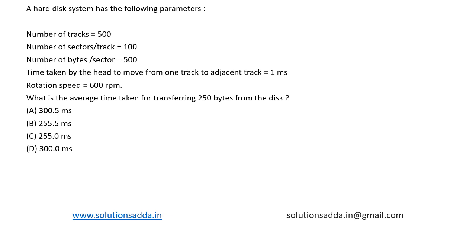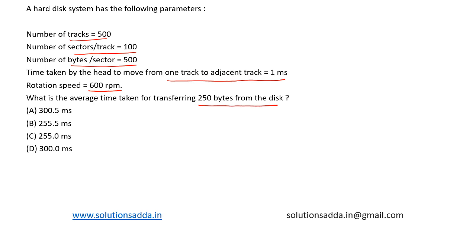This is a question from operating system. A hard disk has the following parameters. Number of tracks equal to 500, sectors per track equal to 100, bytes per sector equal to 500, and time to move the head from one track to the next track is 1 millisecond. Rotational speed is 600 rpm. What is the average time taken for transferring 250 bytes from the disk?